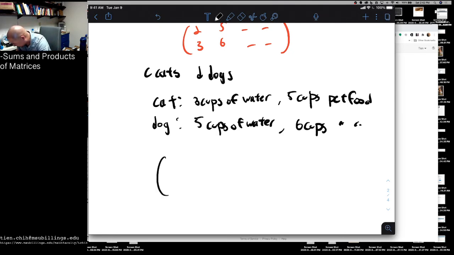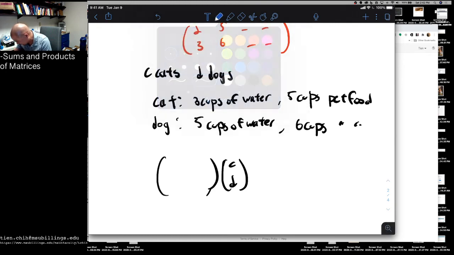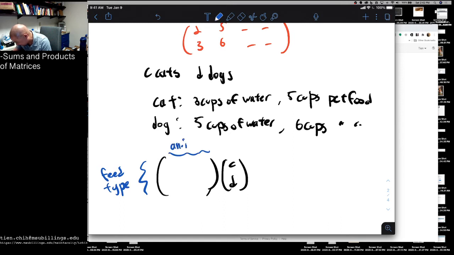So what we're defining here is a setup where you have one matrix, which is just a 2 by 1 matrix, where you have C cats and D dogs. And you have another matrix which corresponds to the amount of water. So let me annotate this. This is feed type. And this over here is animal type.